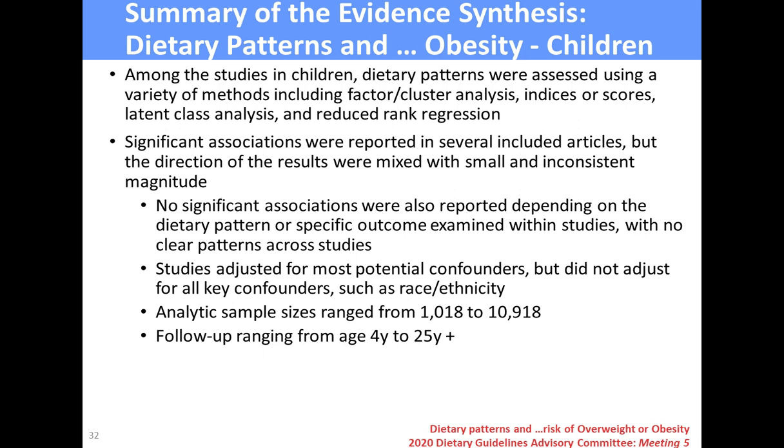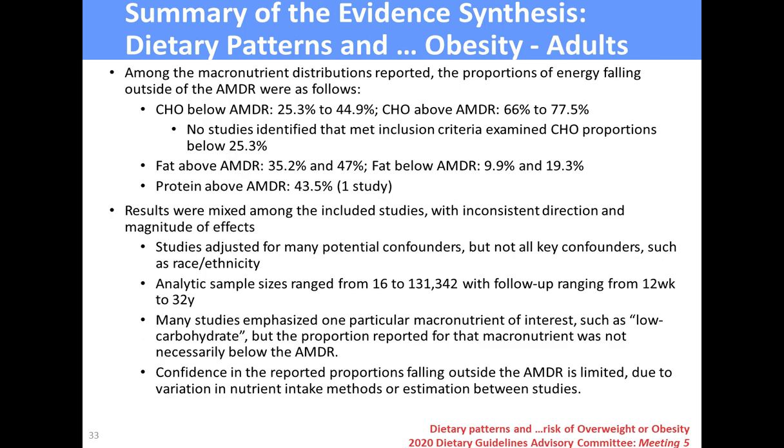Studies adjusted for most potential confounders but did not adjust for all, such as race ethnicity. Analytical sample sizes ranged from 1,018 to 10,918, with follow-up ranging from age 4 years to 25 years. And now to the next slide, which is the summary of the evidence synthesis, dietary patterns, and obesity in adults.